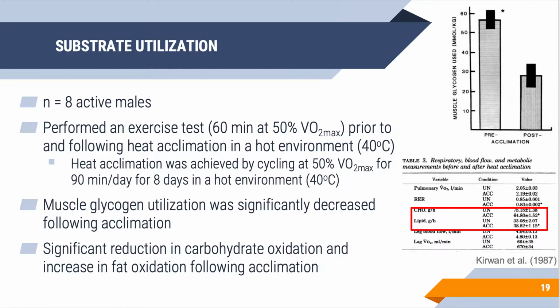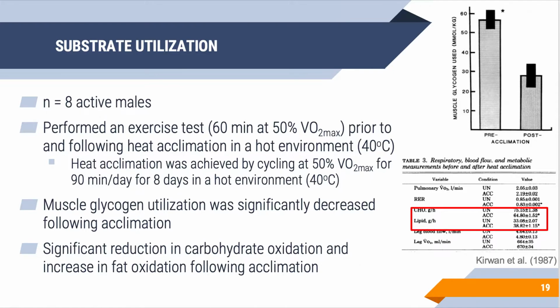So how does heat acclimation influence substrate utilization? Here we see 8 active males, and what they did was they performed an exercise test, 60 minutes at a low to moderate intensity, 50% of VO2 max, prior to and following a heat acclimation protocol, which involved cycling at 50% of their VO2 max for 90 minutes a day over an 8-day period.